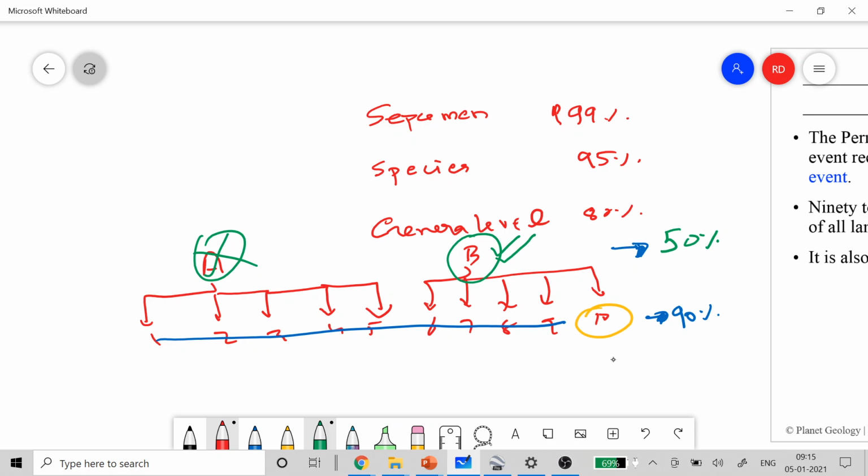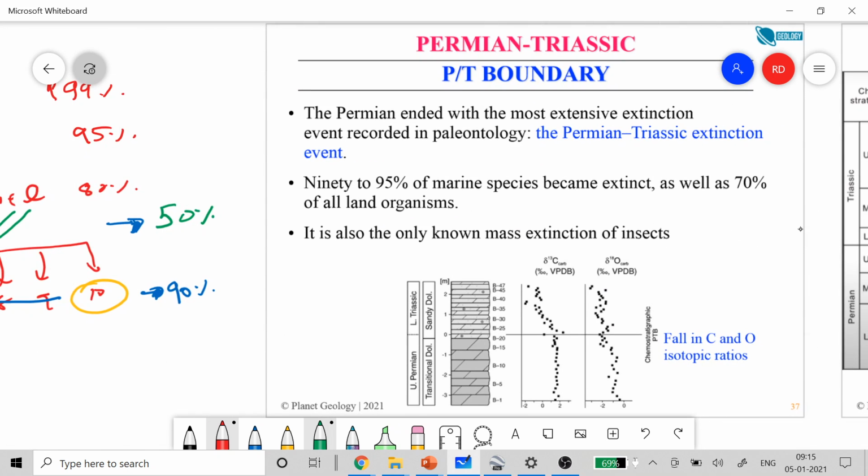So usually, as you go higher up in these levels, you'll see that this value for extinction percentage usually decreases. If you go to family level, the number will be even less. So this is just an example to show you that the numbers will decrease as you go higher up in the levels.